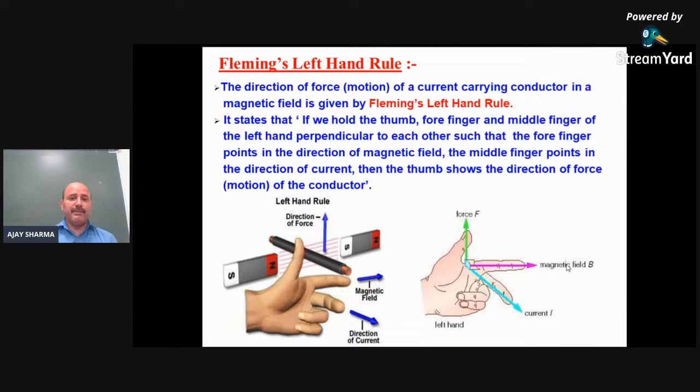Just remember that you will be utilizing your left hand and stretching these three fingers, which are your thumb, the forefinger and middle finger, and accordingly you can see the directions here. That is, forefinger pointing in the direction of magnetic field, middle finger pointing in the direction of the current, and the force is given by the direction of the thumb. We'll be utilizing this concept to tell the direction of force in the coming talk. So let us move further now.